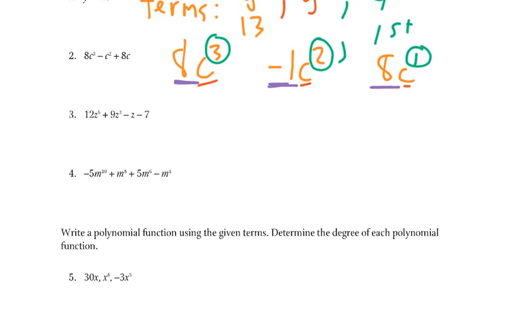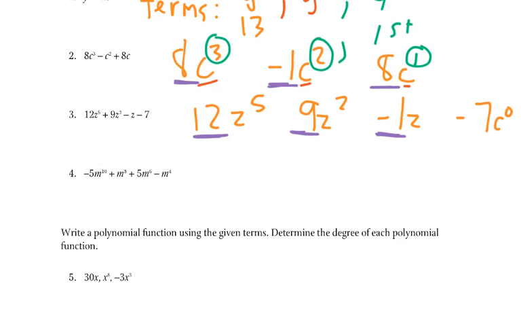Okay, so 3, we've got 12z to the fifth plus 9z squared minus z minus 7. So our terms, we've got 12z to the 5th, we've got 9z squared, negative 1z, and negative 7. So we've got four terms here. Now, we've got a couple of coefficients, right? 12, 9, negative 1, not negative 7, because there's no variable to it. Though technically, we could call this z to the 0, if we really wanted to get crazy, because remember, anything to the 0 is 1. But we typically don't try to make too much work for ourselves, so we'll just leave it as the constant. Okay, variable is z on all three of those ones, and then their powers, 5, 2, and 1. And if we really wanted to, we could say 1 on that one as well.